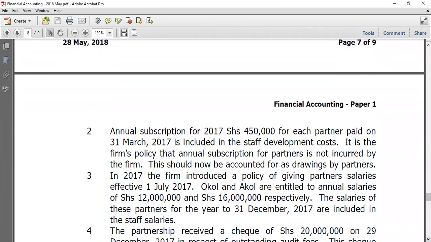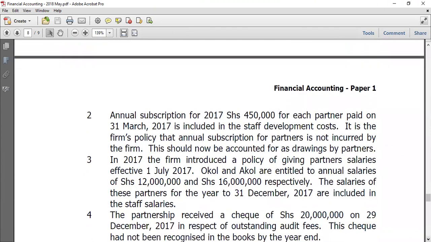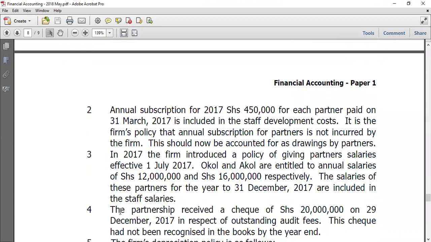So these were all additional information. I wanted to see this. Now, the partnership received a check of 20 million on 29th December 2017 in respect of outstanding audit fees. This check had not yet been recorded. This one, you just recognize the check. You debit your bank and credit your outstanding audit fees. You get it?